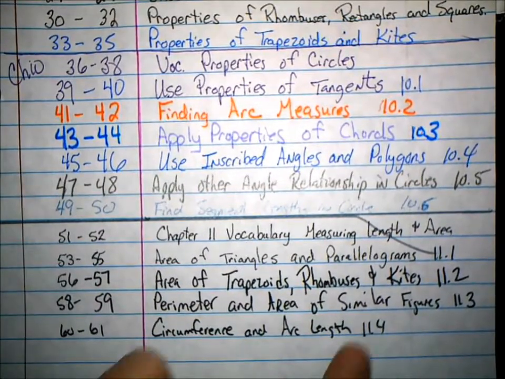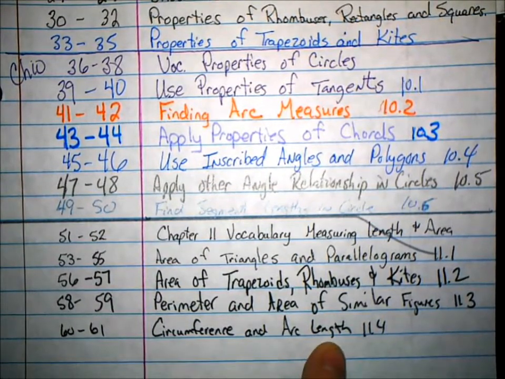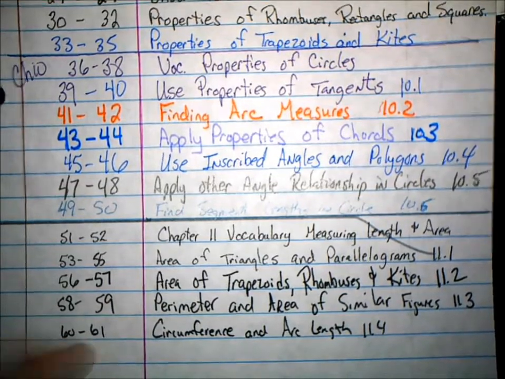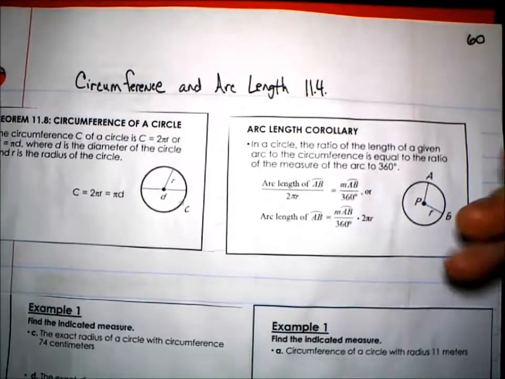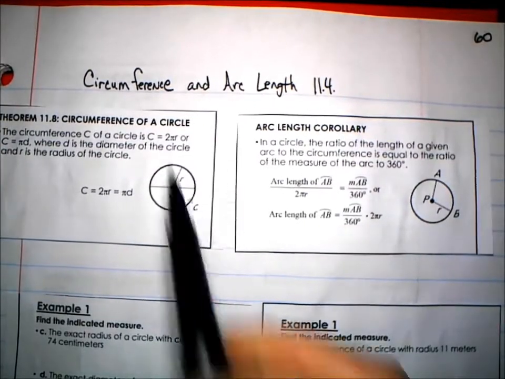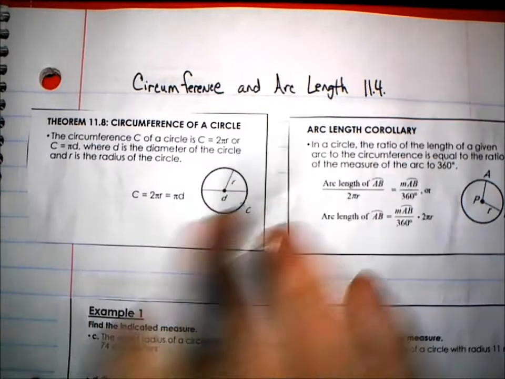Okay, our next section 11.4 is circumference and arc length, pages 60 and 61. Make sure that's in your table of contents. And here we go, page 60. Circumference and arc length, 11.4.